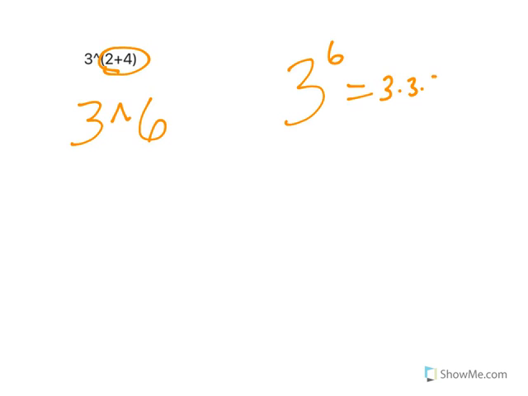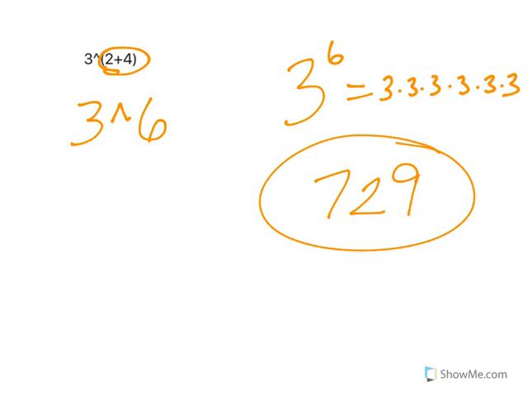Well, in this case, we have a grouping. Well, 2 plus 4 is 6, so this really gives me 3 raised to the 6th power, which can also be written like this if I wasn't typing. And 3 to the 6th power, right, this is 3 times 3 times 3 times 3 times 3 times 3, which is the same as 729. And that's just a quick introduction, a walkthrough of order of operations.